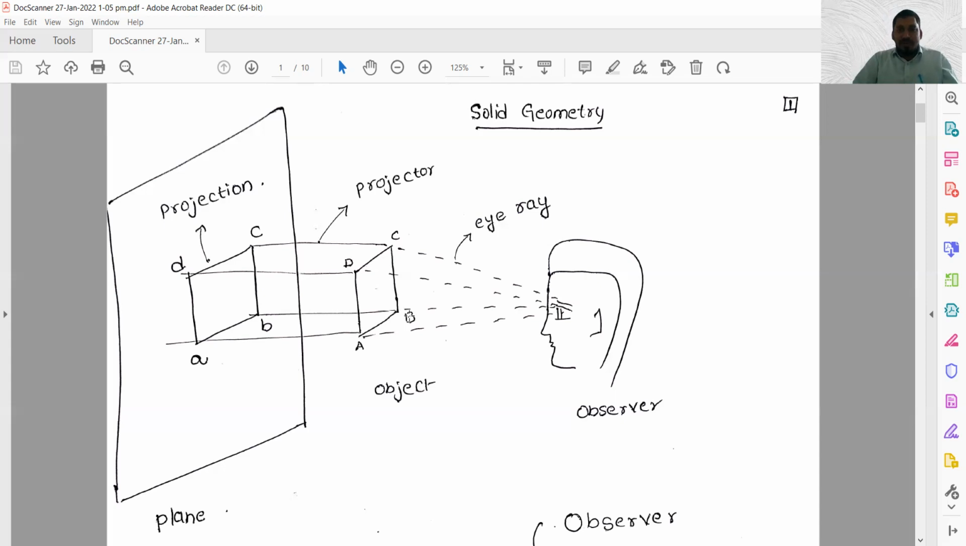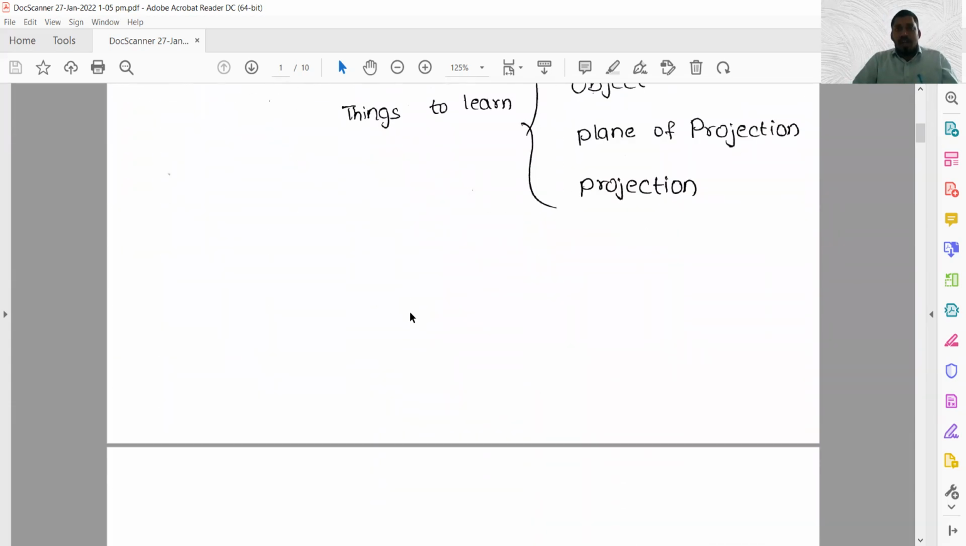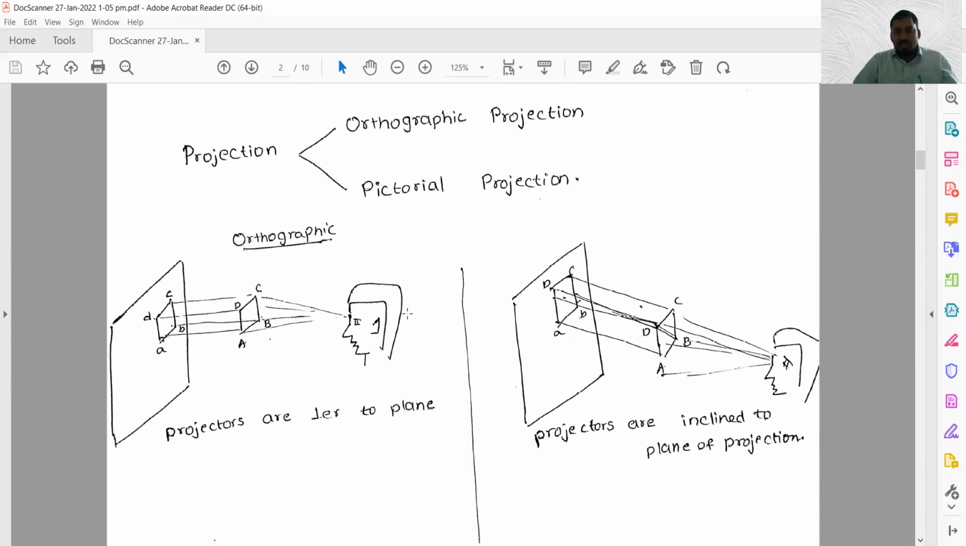Next slide, if you see, what is projection? Just now I told you projection is an image. In engineering drawing, mainly two types of projections we observe. One is orthographic projection, and the second is pictorial projection. In orthographic projection, if you see the two diagrams I have shown here, projectors, meaning eye rays crossing the object, are perpendicular to the plane of projection.